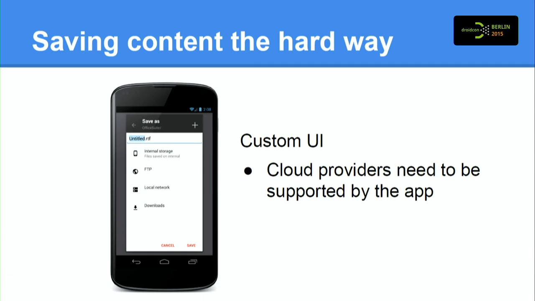The other option you can do is provide the all-in-one custom solution. That is, your own directory picker, or you support some last century cloud storage solution like FTP. But the downside is you have to integrate the SDKs of all the cloud storages you want to support in your app. So that's not really a great solution, I guess.